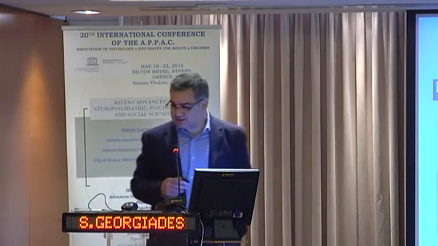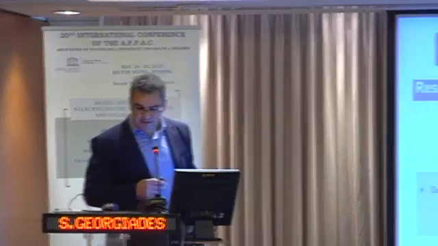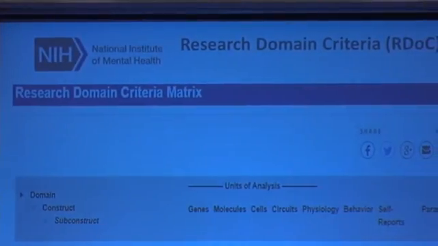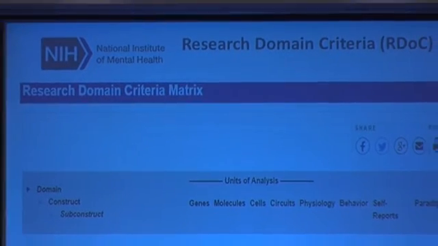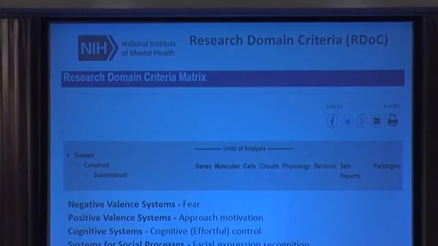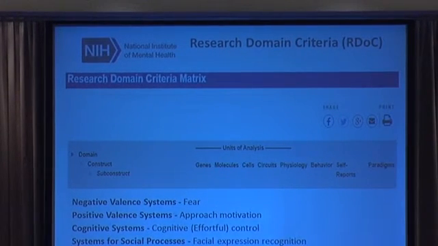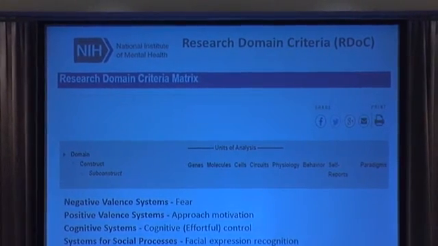This project is in line with the recent initiative by NIH. How many of you are familiar or have heard something about the RDoC, the Research Domain Criteria? No one. Okay, so that's a good thing. It means that Europe is still hanging on.